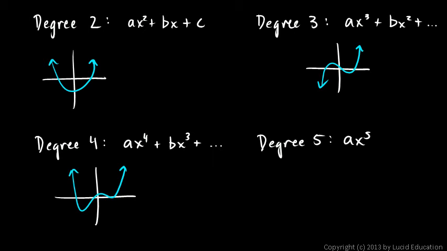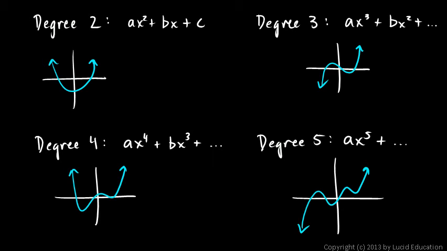For degree 5, which would be ax to the 5th, and so on, a 5th degree function will have some kind of shape like this. Let me try that again. And it may or may not wobble noticeably in here, but we do know that if it's a degree 5 function, as x becomes large, the function goes up, and as x becomes very negative, the function goes down. And so from that, we can determine the end behavior.